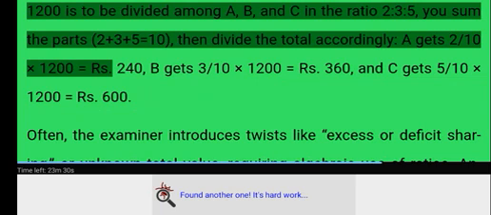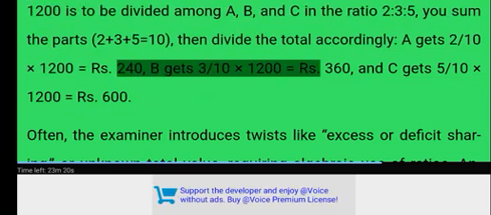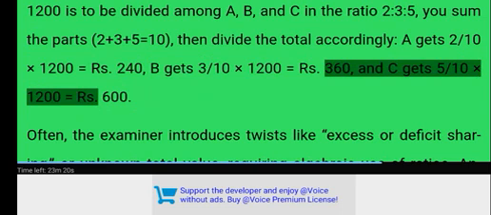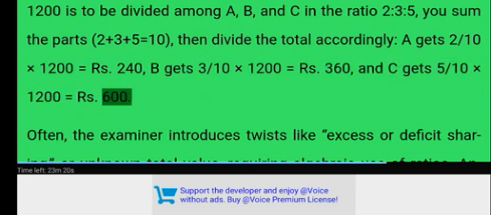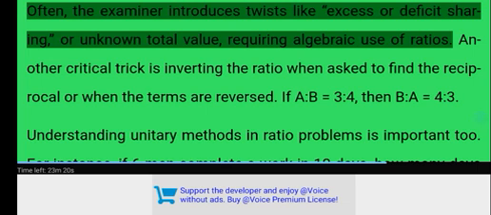A gets 2/10 times 1200 equals Rs. 240, B gets 3/10 times 1200 equals Rs. 360, and C gets 5/10 times 1200 equals Rs. 600. Often, the examiner introduces twists like excess or deficit sharing, or unknown total value, requiring algebraic use of ratios.